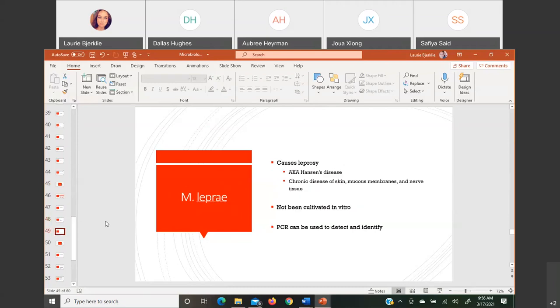Mycobacterium leprae is leprosy, otherwise known as Hansen's disease. It's a chronic disease of skin, mucous membranes, and nerve tissue. Usually we're just using PCR to look for this.